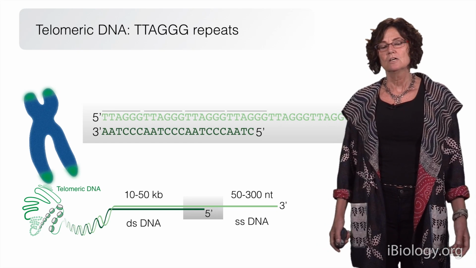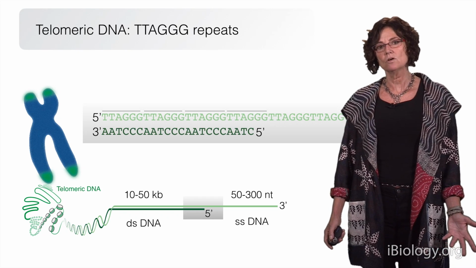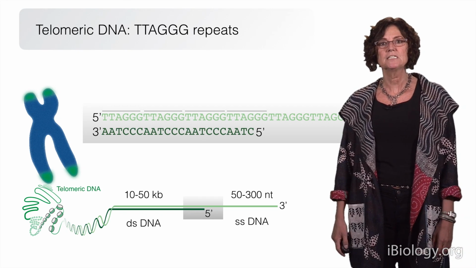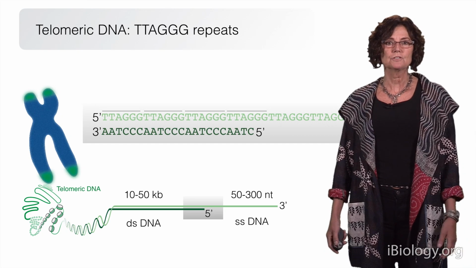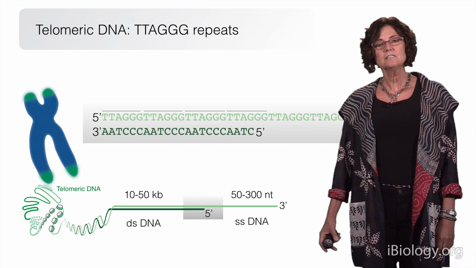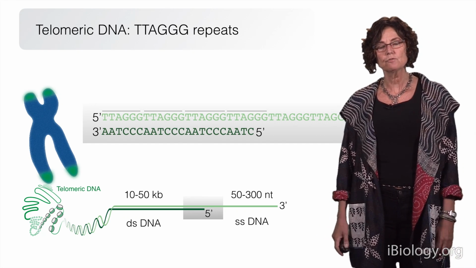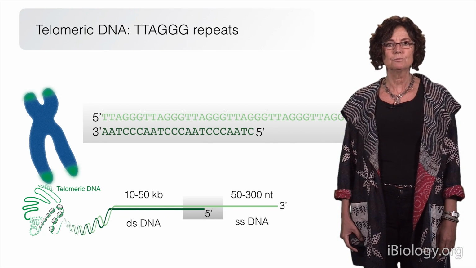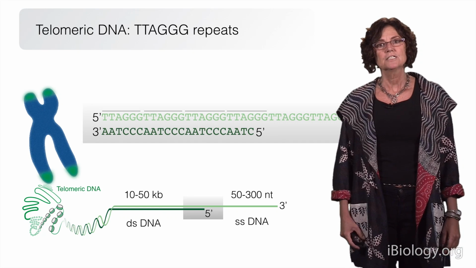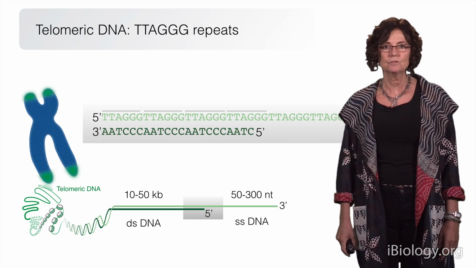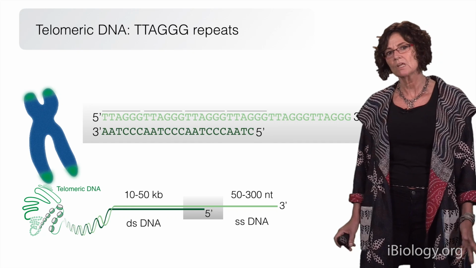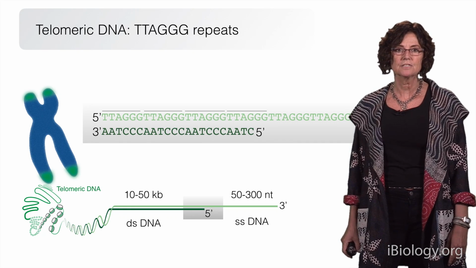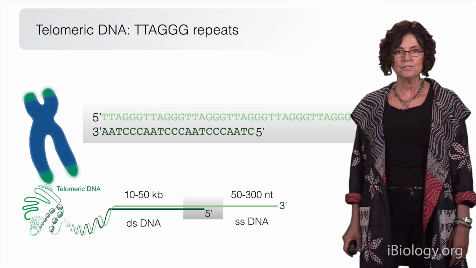In human cells, a chromosome end can have as much as 10 kb of telomeric DNA, and mouse cells as much as 50 kb. And then at the very end, there is a special structure to the telomere where the G-rich strand sticks out 3' to the end of the chromosome. This region is about 50 to 300 nucleotides, and it's very important for telomere function.